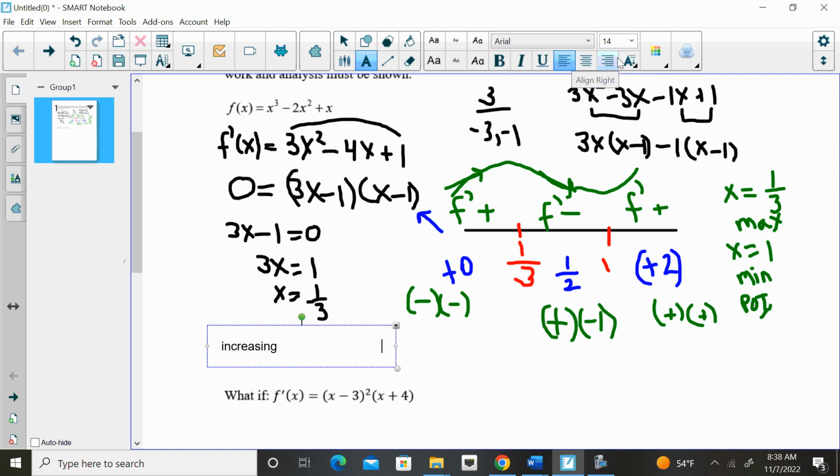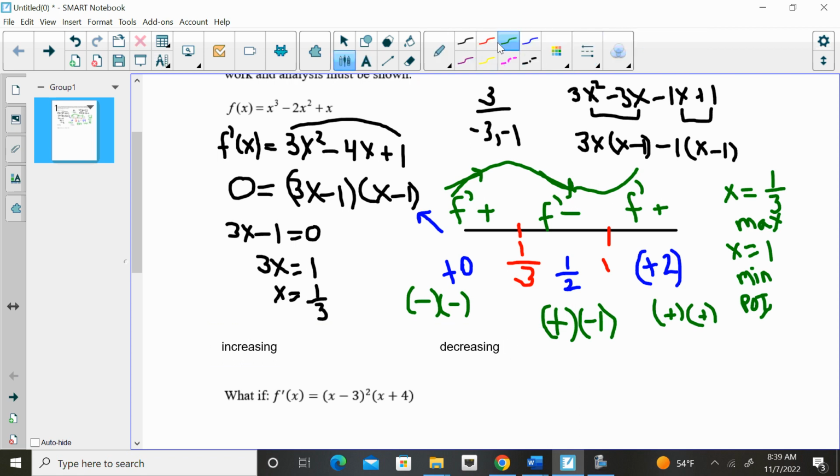So where's it increasing? Where's it decreasing? Okay, so I'm increasing everywhere the derivative is positive, that's where my function's increasing. So I'm increasing from negative infinity to 1/3 union 1 to infinity because that's where it's positive, and then decreasing from 1/3 to 1.